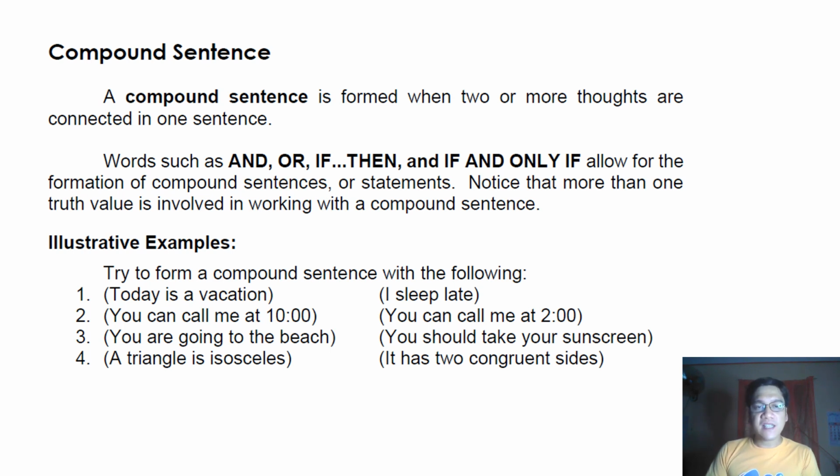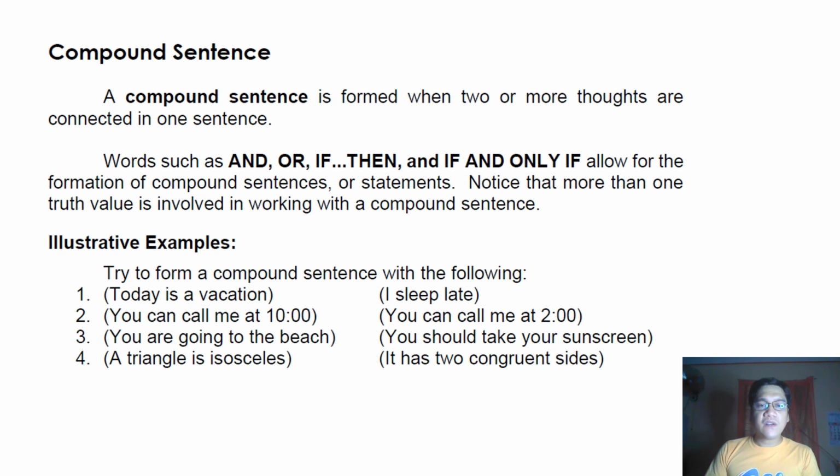Now let's look at some illustrative examples. Try to form a compound sentence with the following. So we have the first, today is a vacation, I sleep late. So we can form a compound sentence as, today is a vacation and I sleep late. Alright, number 2. You can call me at 10, you can call me at 2. So the compound sentence would be, you can call me at 10 or you can call me at 2.